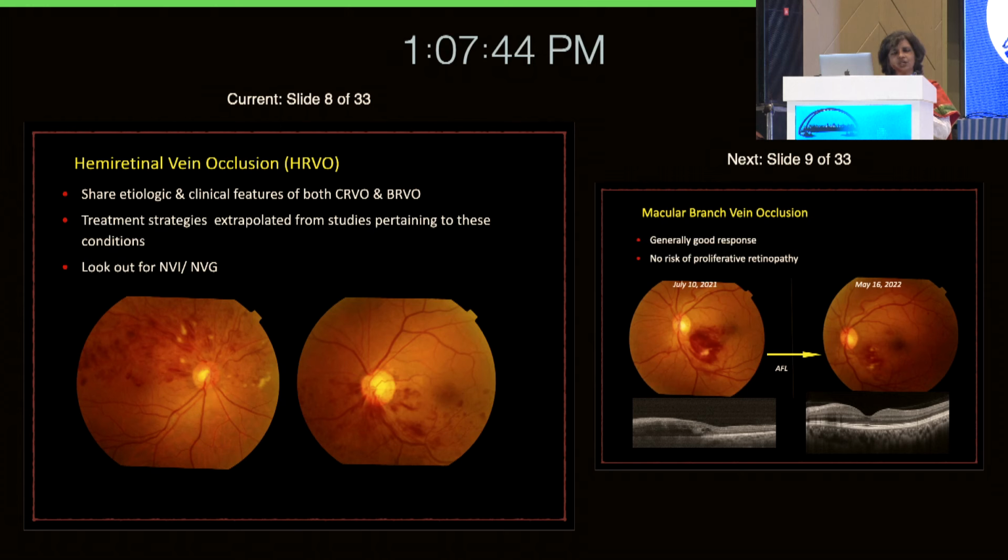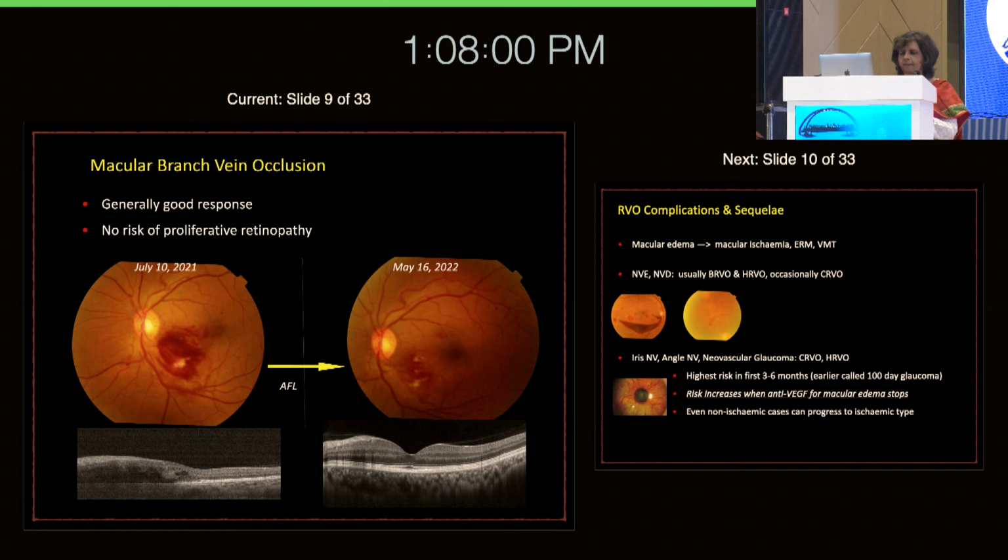Treatment of HRVO macular edema is really not well defined. You could treat it as CRVO, where you don't do laser, or you could treat it as BRVO, where you can add laser after anti-VEGFs, because there are no studies to guide us on HRVO macular edema. Macular branch vein occlusions are a little straightforward in that we don't expect neovascularization because the area of involvement is very small. So we don't expect proliferative retinopathy.